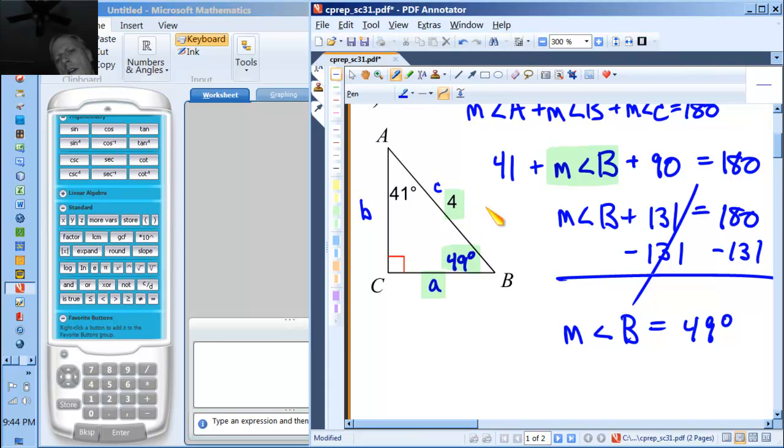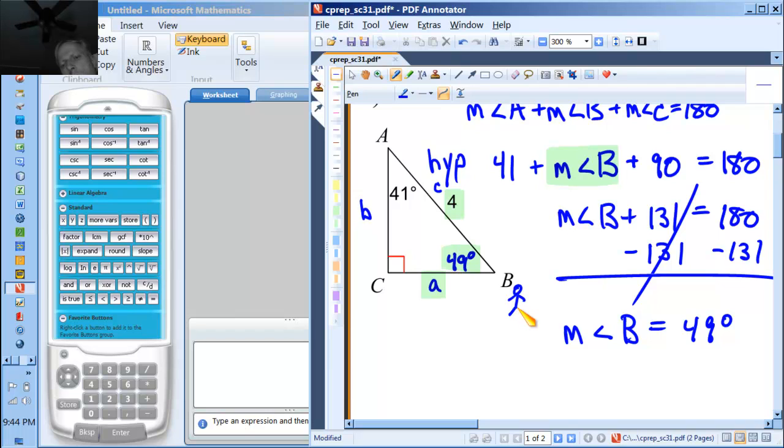It's the same here. It's also the side that's directly across from the right angle, which in this case is angle C. So that means the 4 is the hypotenuse. Alright, so now the question is, relative to angle B, the 49-degree angle, what side is side A? Is it the adjacent or the opposite, I should say.